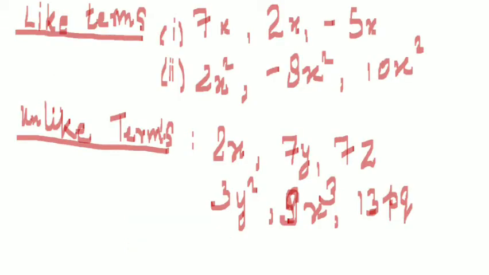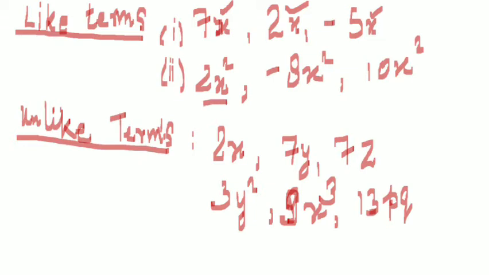I have taken a few examples of like terms. You can see it: 7x, 2x, minus 5x. We can see in this example that the variables are the same: x, x and x. Whatever the constant, it doesn't matter, but the variable x is the same everywhere. Here it is 7x, this is 2x, this is negative 5x. So this is an example of like terms.